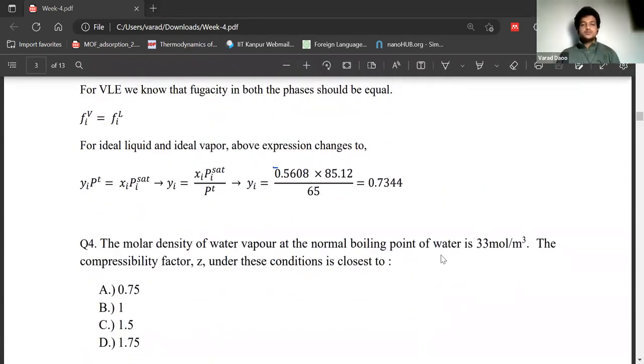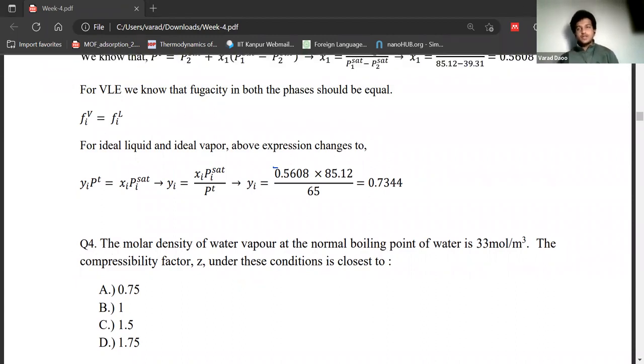So we'll move on to the next question. So the next question is this. It's a tricky question. What are we given? We are given the molar density. Remember, it's a molar density, it's not a mass density. Its unit will not be kg per meter cube. It will be something like mole per meter cube or kilomole per meter cube or kilomole per liter or something like that. The molar density of water vapor.